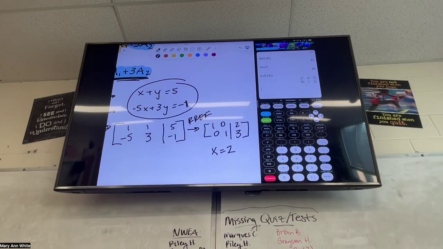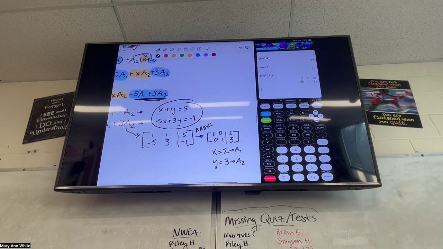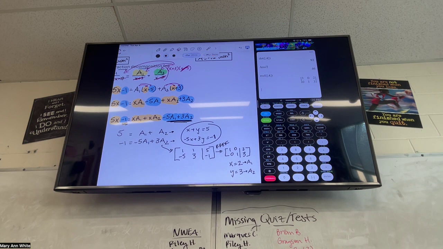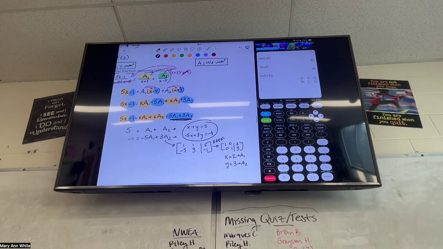So my x equals 2, my y equals 3. And which one did we say x was a minute ago? Was it A sub 1 or A sub 2? A sub 1. And then y is A sub 2. All this to say, if I go all the way back up to the beginning, I could put 2 in for my A sub 1 up there.